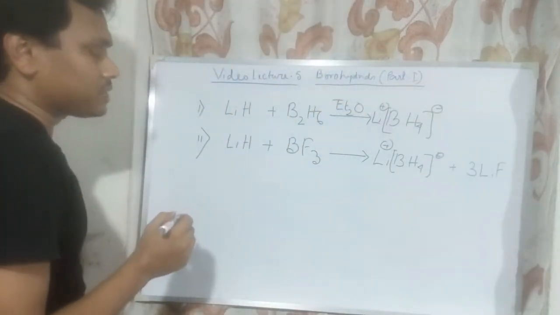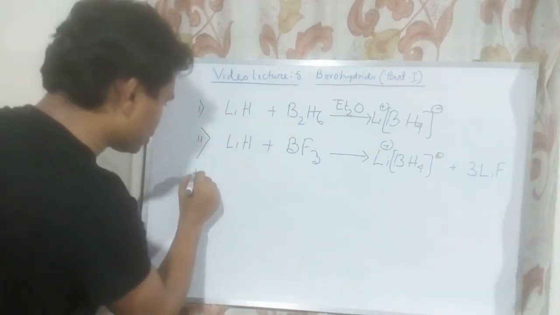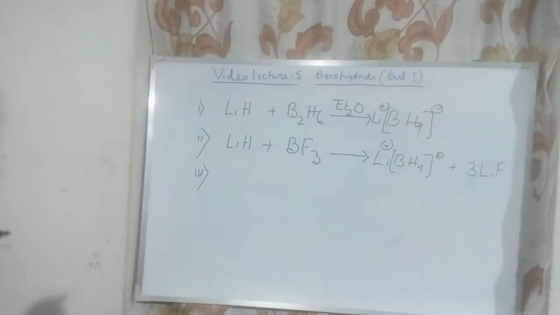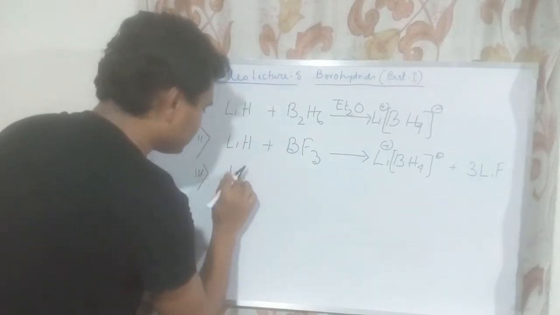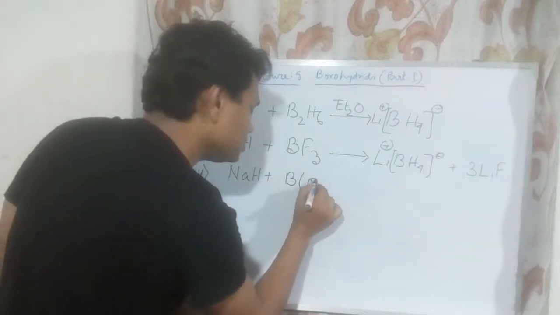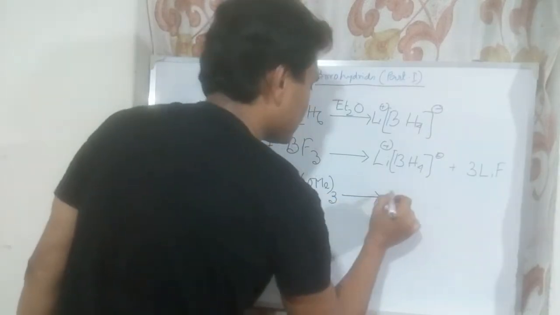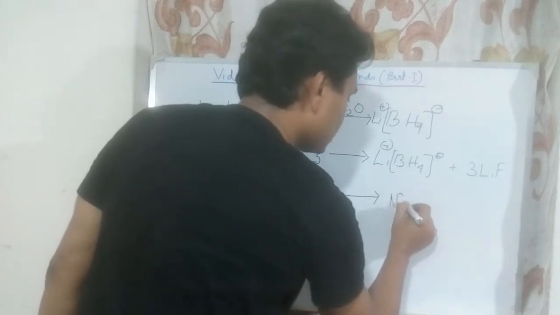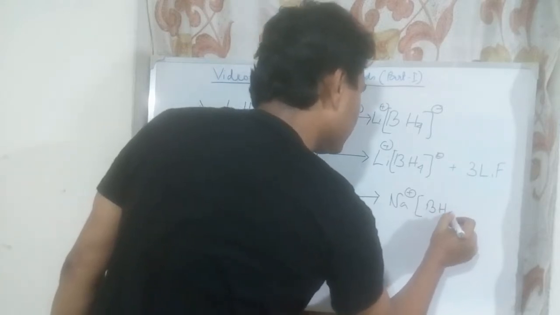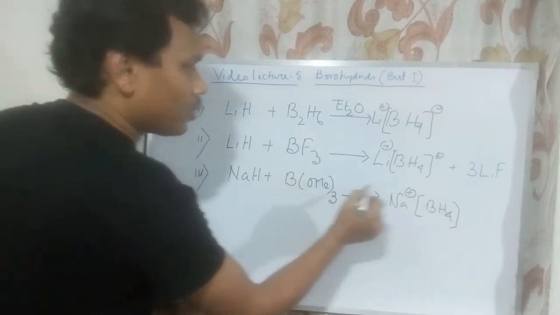And actually in literature mainly 2 borohydrides are discussed, one is lithium and one is sodium. So let's check sodium borohydride also. This sodium borohydride could easily be prepared from sodium hydride plus trimethoxyborate, and it results in sodium borohydride. And you can guess from the previous reaction strategy that the other product will be NaOMe.